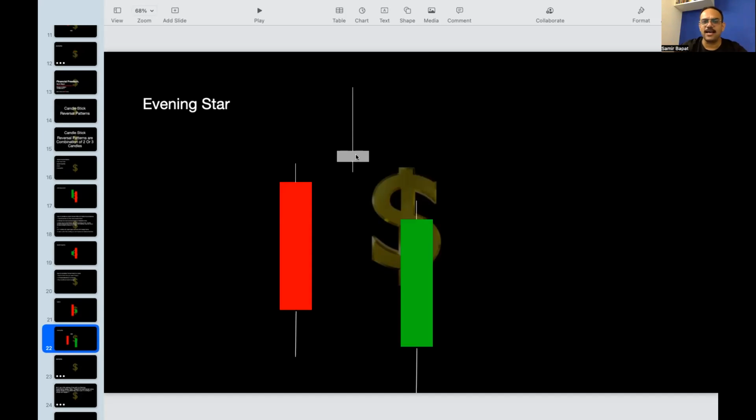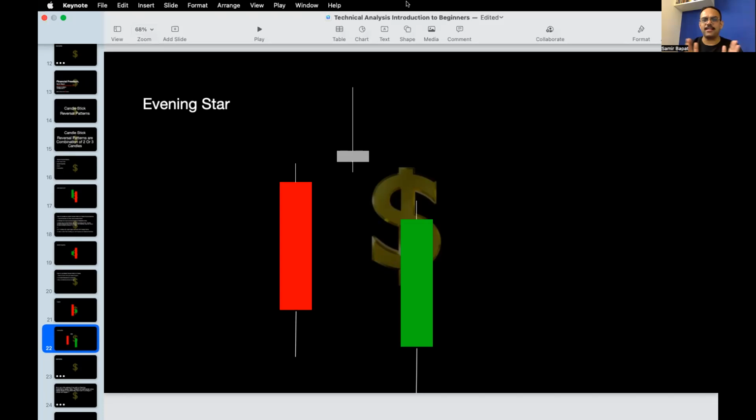See, this is the evening star. Yes, gray. It can be red, green, anything. Okay. But the main thing we have to see is the long upper wick. It can be green, it can be red, no problem. Okay. So any other question?